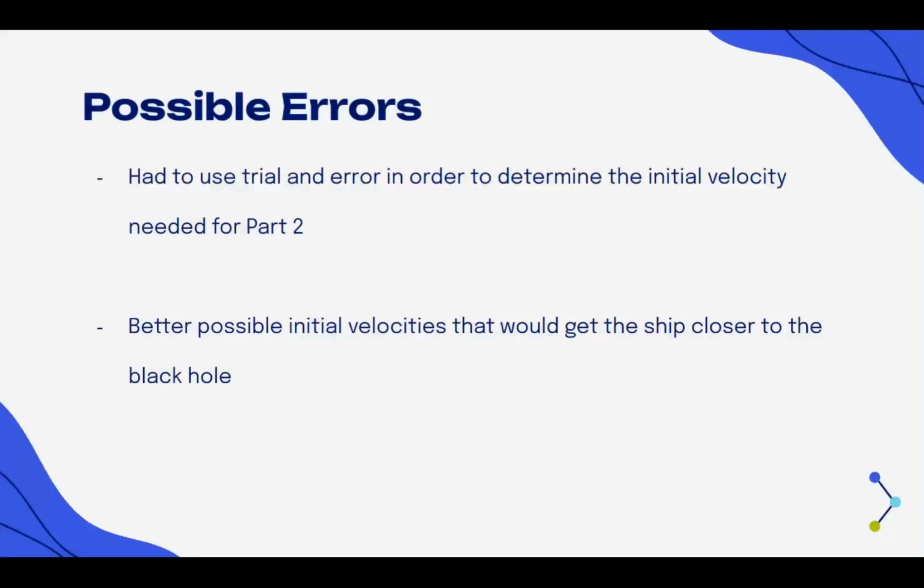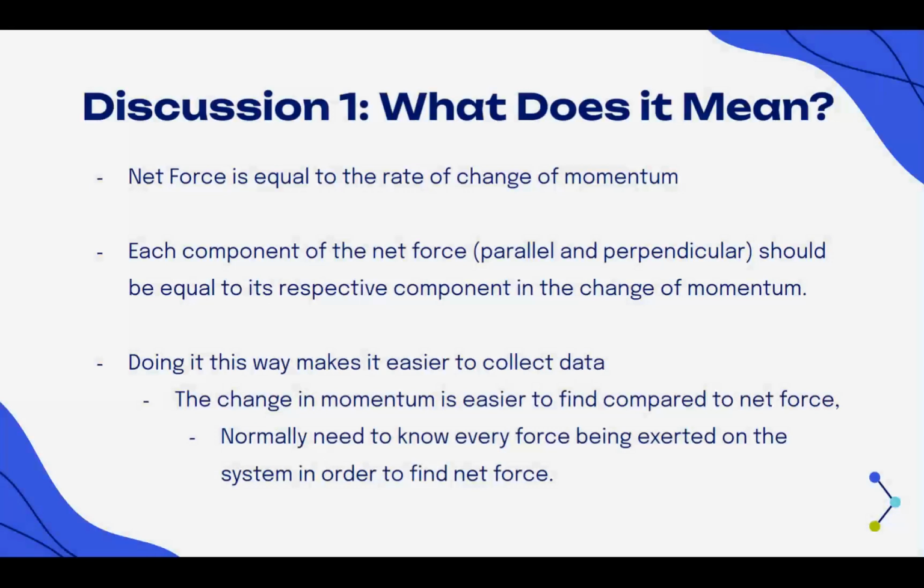Net force is equal to the rate of change of momentum. So each component of the net force should be equal to its respective component in the change of momentum. Doing it this way makes it easier to collect data, as the change of momentum is easier to find compared to that force, which normally you would need to know every force being exerted on the system in order to find.